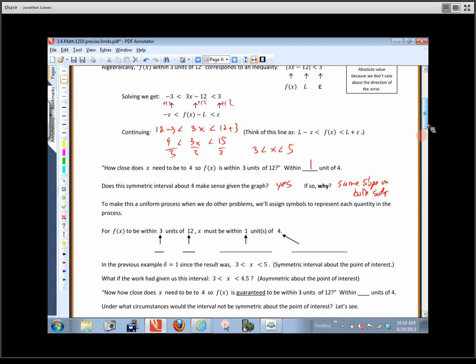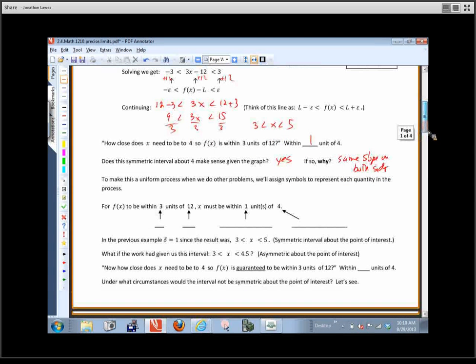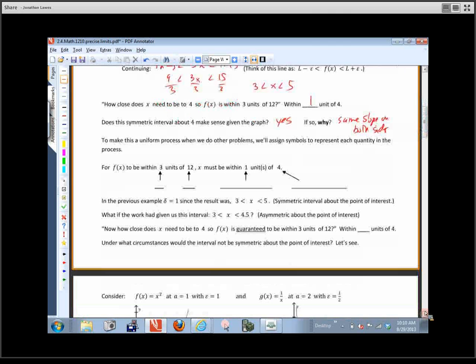Okay, so in order to make this process a little bit more uniform so that we can generalize it and do other problems, we're going to assign some symbols. If f of x is going to be within 3 units, now before we said 3 units was our allowable error, this is going to be epsilon. 12 was the limit, so that's going to be L. So if we're dealing with errors and limits, if we're dealing with y values, these are the two symbols that we're going to use. And then it says x must be within 1 unit of 4. Well, this again was the point of interest. Usually that's going to be an A.